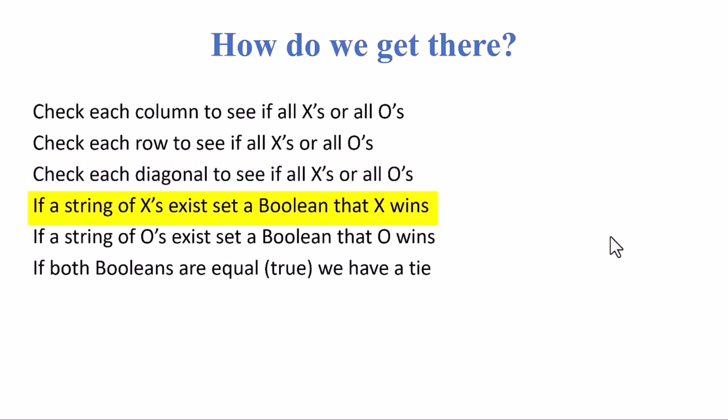If a string of X's exists, we set a Boolean that X wins. If a string of O's exists, we set a Boolean that O wins. That means we have 2 Booleans there, and they both can be true. They both can be false, or they can be either.